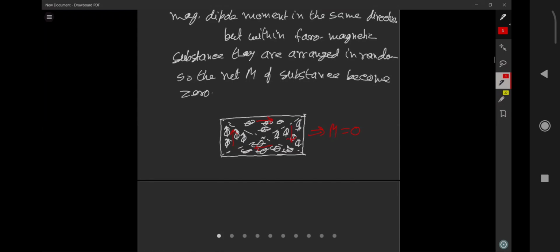In a diamagnetic substance, the electron shells are filled completely, so that the number of clockwise and anticlockwise spins are going to be the same.